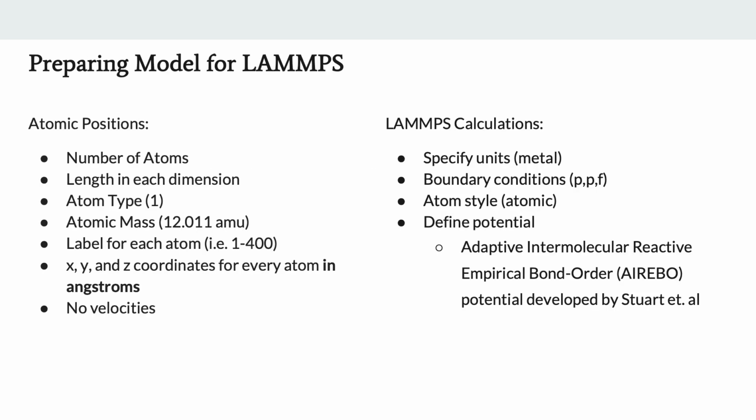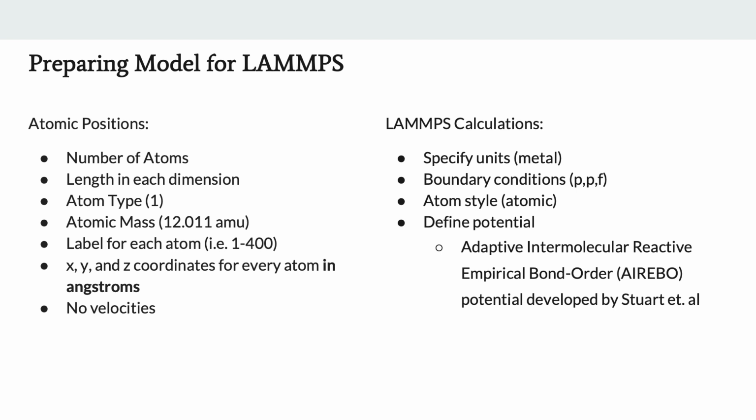Next, I wanted to use my model for LAMMPS calculations, so this involved editing the atomic positions as the code style is slightly different from the one I used for Atomeye visualization. So for atomic position, I still needed to specify the number of atoms and the length in each dimension. The atom type in this case, however, is numerical, and my model only has one atom type, so the carbon atoms are all labeled with the number 1. The atomic mass is still the same, but now I needed to give each atom a unique label. So I have 400 atoms, and they were numbered 1 through 400.